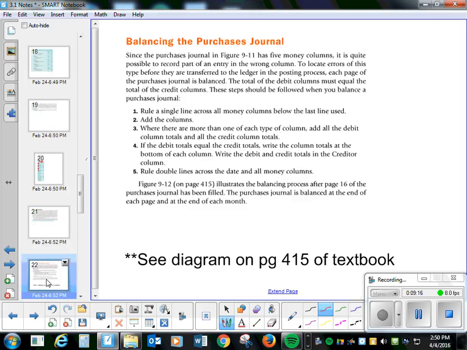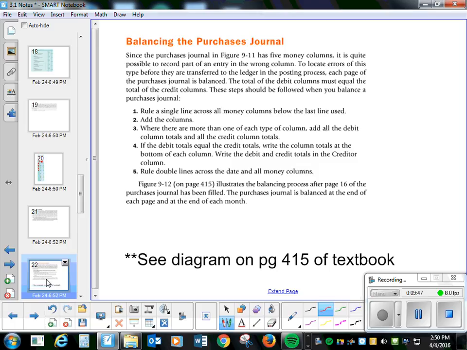Now, balancing the purchase journal. Because everything's put onto one form, sometimes it might be easy to make mistakes and you're not sure if you've got everything balanced. So if you look at page 415 of your textbook, it shows you a complete special purchase journal, and it shows how things are underlined. So a single underline shows that everything is being added, and a double underline shows that everything is balanced.